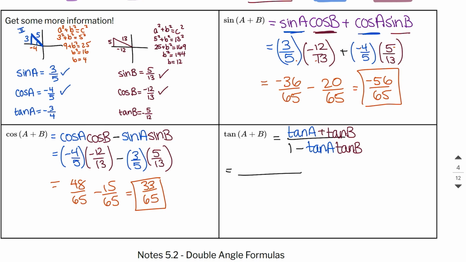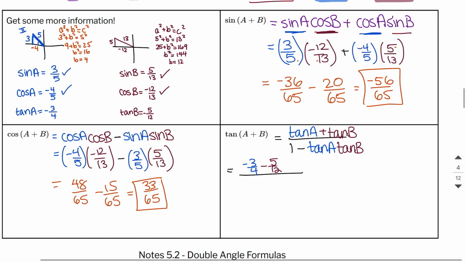So the tangent of A would end up being -3/4, so I would put here -3/4. And then I would write plus the tangent of B, which is -5/12. And that would be all over 1 minus, and then I'm going to multiply tan of A and tan of B together. So I would multiply -3/4 by -5/12.